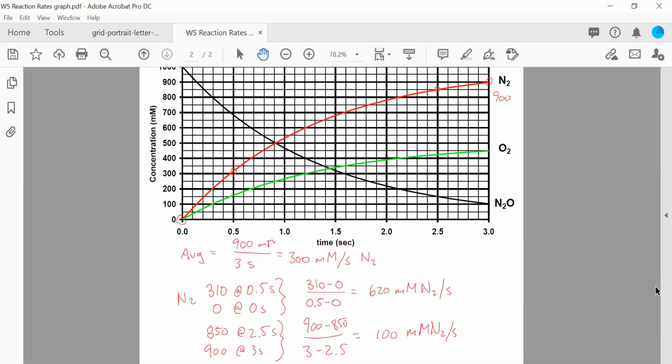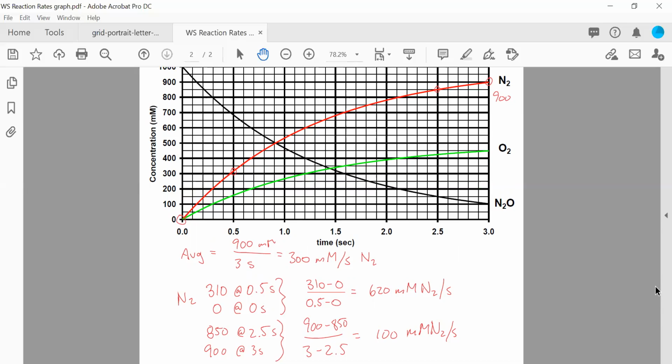So we could do this for any time interval, and we can find that the rate that any substance is produced or consumed should decrease over time. And hopefully this makes sense. As the reactants are being consumed, the reaction rate slows down.